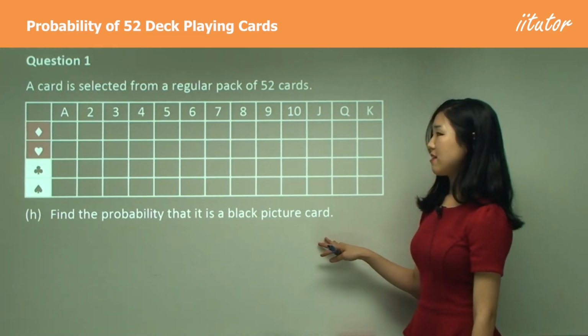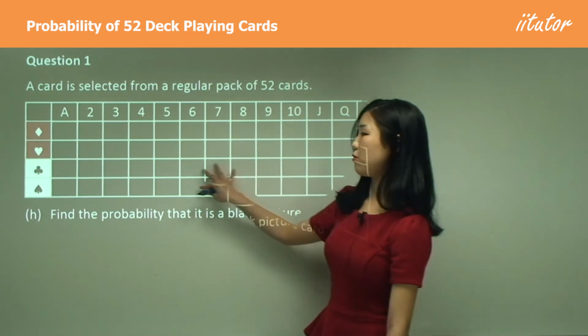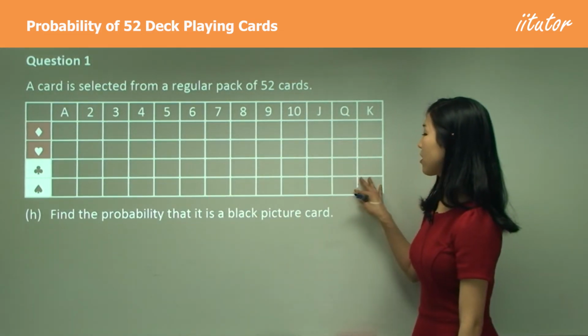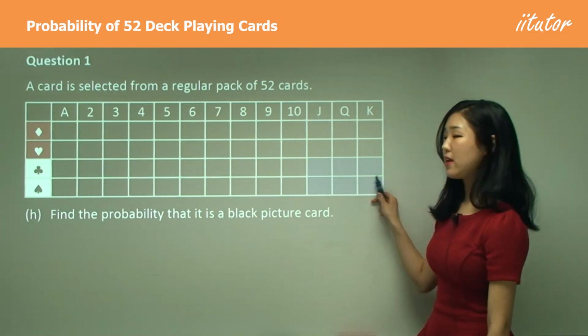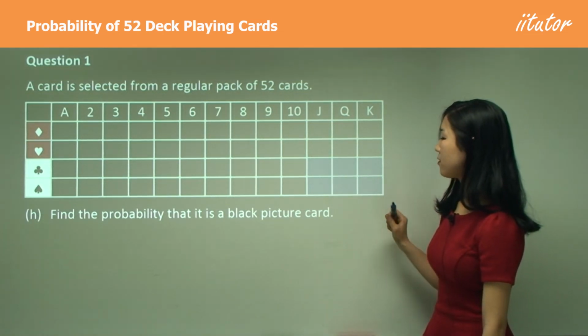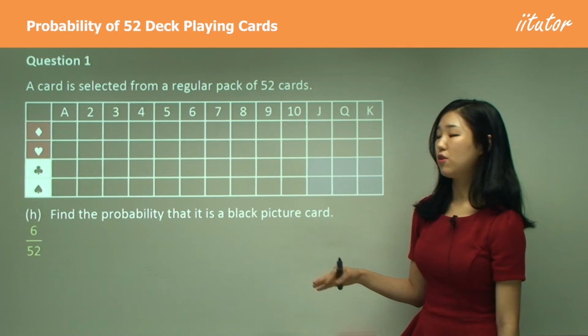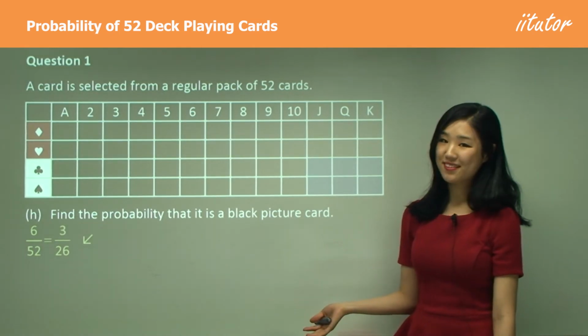H, black picture card. Black, we know that it's the bottom 2 rows, and if it's a picture card, it's out of these 3. So it's simply this part here. So it's simply 6 out of 52, which is simplified to 3 on 26.